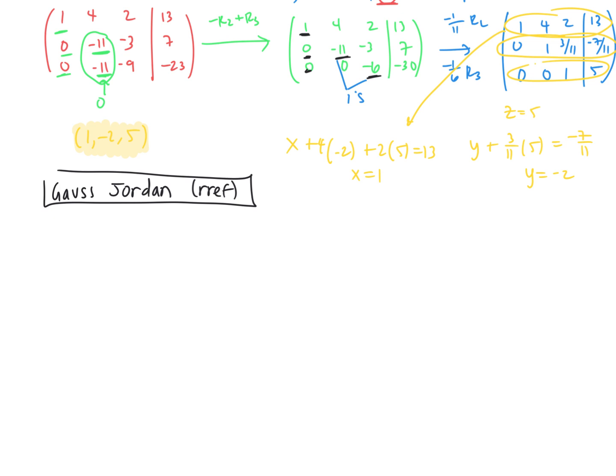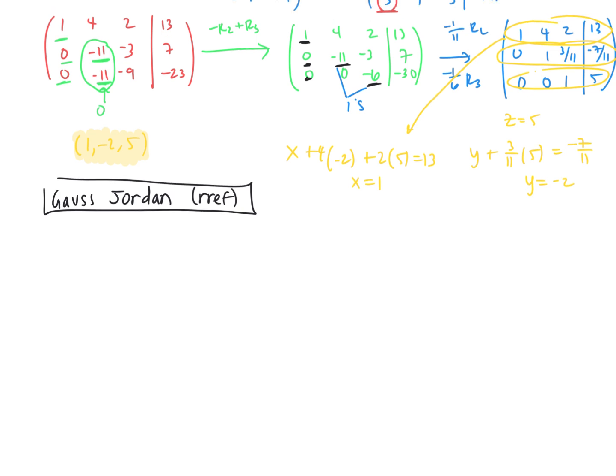And so we're going to start with that blue matrix where we left off. So that is our 1, 4, 2, 3, 0, 1, 3 over 11, negative 7 over 11, 0, 0, 1, and 5. So the first thing that I'm going to deal with is this 4. And so what I'm going to do is take negative 4 times the second row, and add it to the first row.